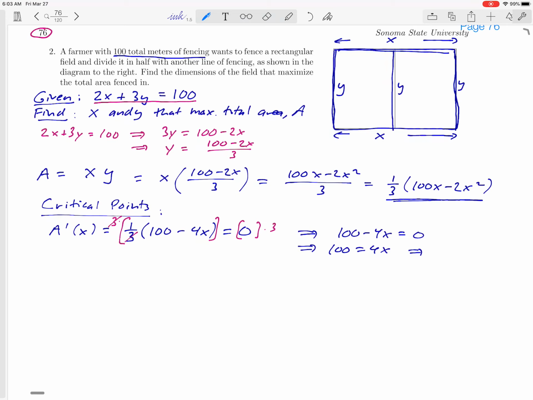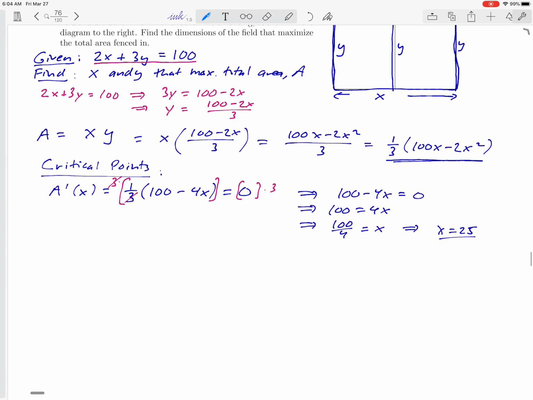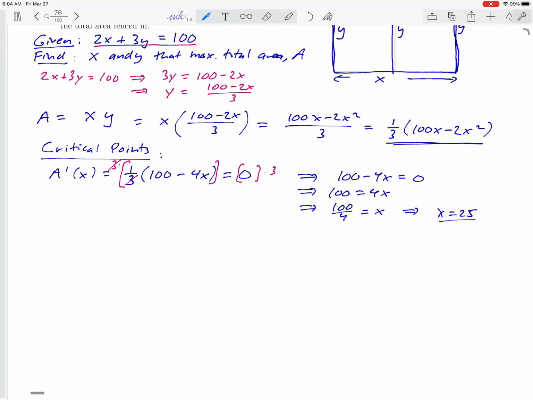All right, so we'll add 4x to both sides, and we'll divide both sides by 4. Okay, but 100 divided by 4 is just 25, so we have one critical point that looks like x equals 25. Okay, and we're hoping that that's the number that's going to yield the maximum area here.